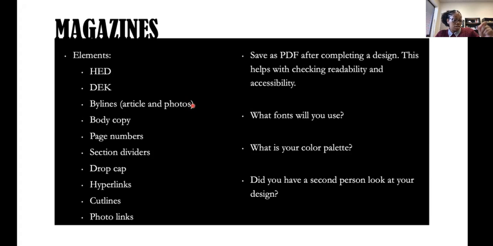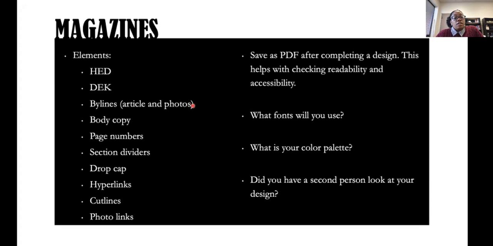Cut lines, captions, hyperlinks, then you have photo links. So when you're designing in InDesign, you've got to make sure the photo you placed in the software is linked, because if it's not, then you're going to have a big gray square when you save it as a PDF. So after you complete your design, make sure that you look at it as a PDF, because it's pretty much the closest thing you're going to see to check readability before you print it, and also accessibility. And you can use InDesign and PDF to check whether your document is accessible.